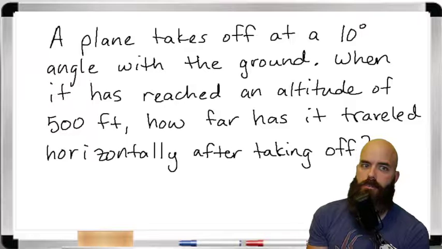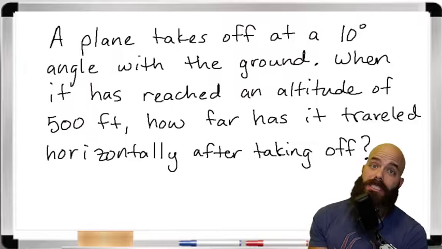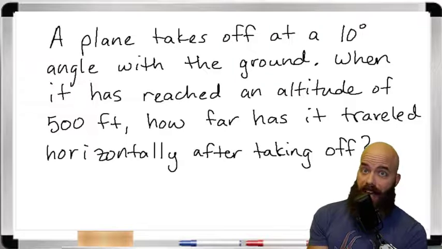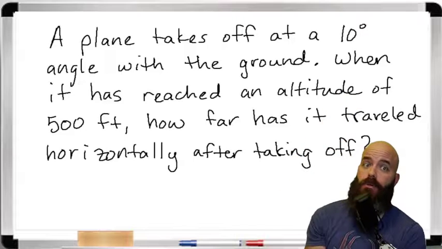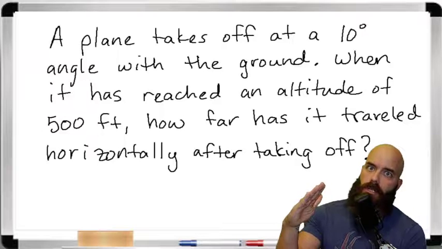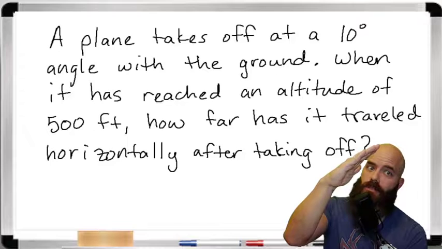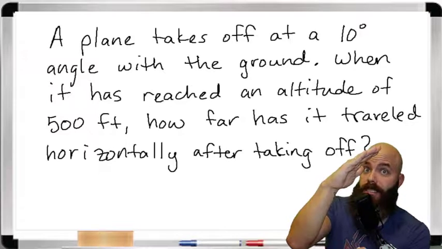All right, so let's read this problem. It says, a plane takes off at a 10-degree angle with the ground. When it has reached an altitude of 500 feet, so altitude is 500 feet above the ground, how far has it traveled horizontally after taking off? So after it takes off, it has reached an altitude of 500 feet. Tell me, the point at which it took off, how far has it traveled horizontally?